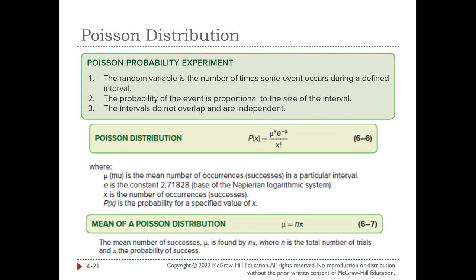Alright. The mean of a Poisson distribution is going to be mu equals n times pi. Or times x. I think that's times x. Sorry, my bad. It is times pi. And again, the variance of a Poisson distribution is equal to its mean. So if it asks for the variance, it's still the same thing as the mean.